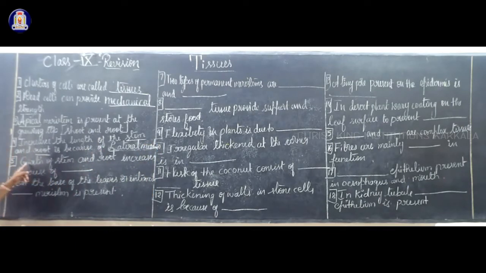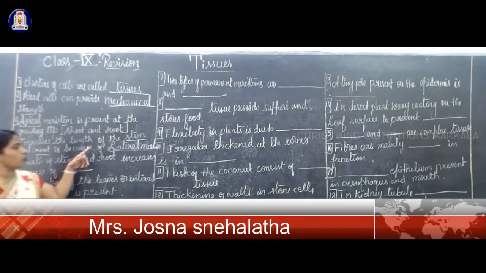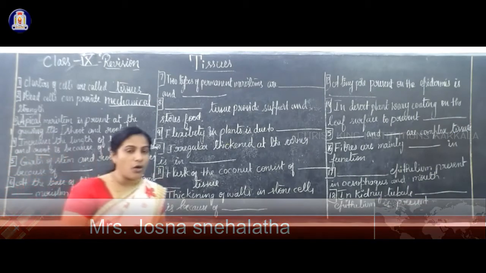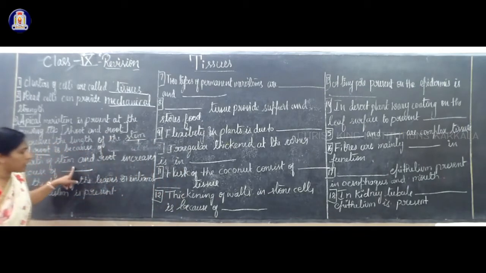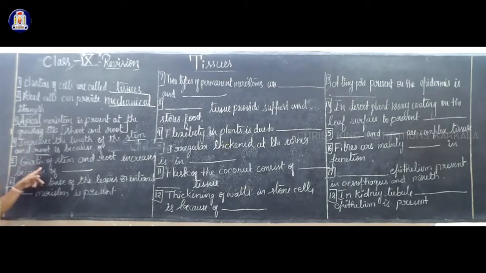Next one. Girth of the stem and root increases. Here it is, whether it is a correct question. Increases the length of the stem and root is because of lateral meristem. No. So I have written here the lateral meristem will come in the increase. That's why I said both the questions are in between similar.